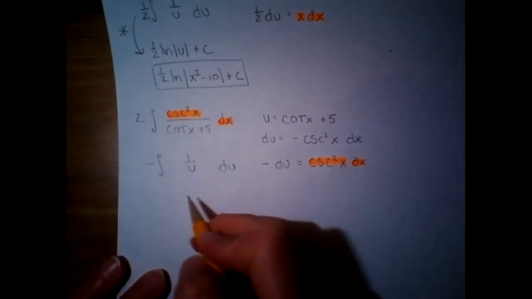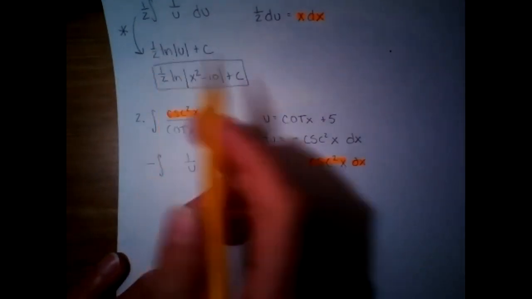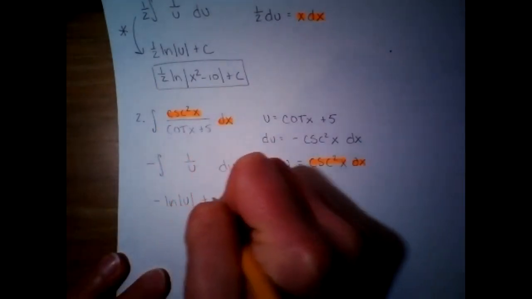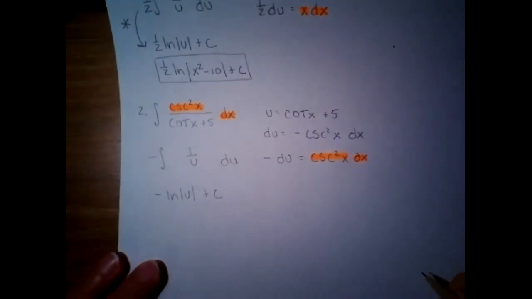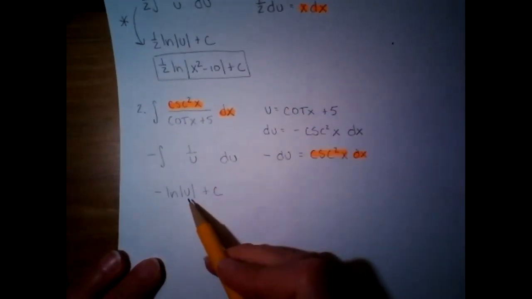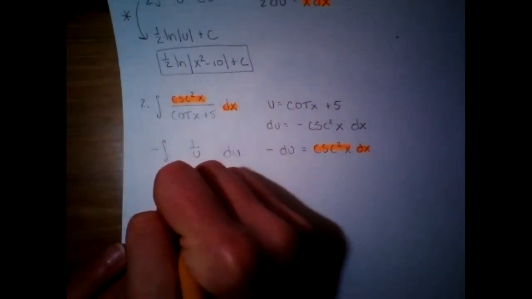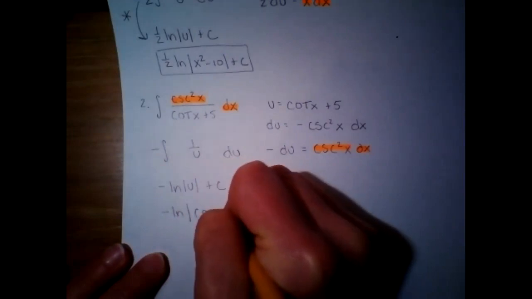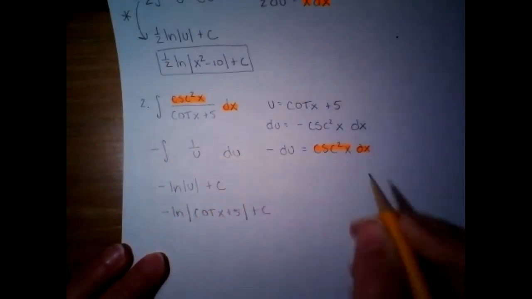And so that antiderivative, same as what we did in this problem here, is going to be negative ln of u plus c. And then we're going to put this statement back in for u. So your final answer is negative ln of cotangent of x plus 5 plus c.